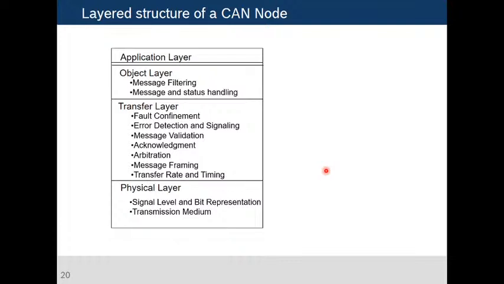And the physical layer is exactly on the bus. That is signal level, bit representation and transmission medium. This is the main thing: when you are connecting the CAN high and low, that comes under the physical layer.